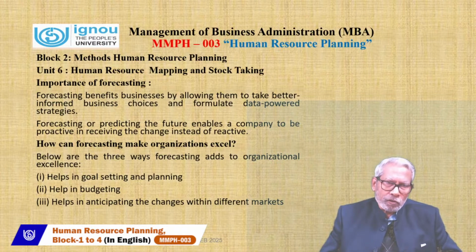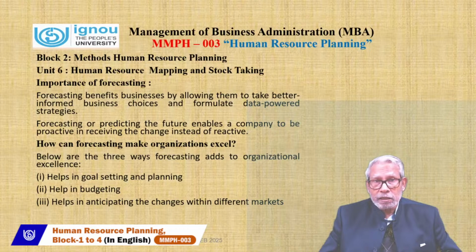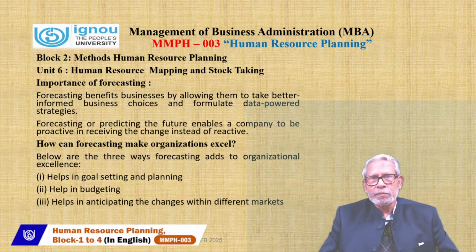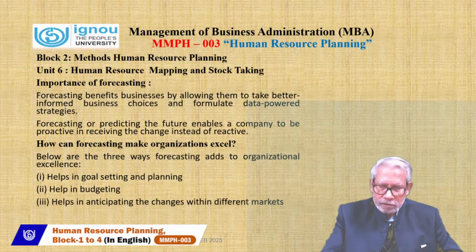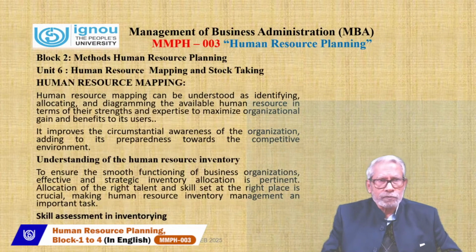Basically, how can forecasting make organizations excel? That's the question. Here are three ways forecasting adds to excellence. It helps in goal setting of the plan, then helps in budgeting, and helps in anticipating the changes. What are the changes that you can anticipate? So all are part of the benefits also.